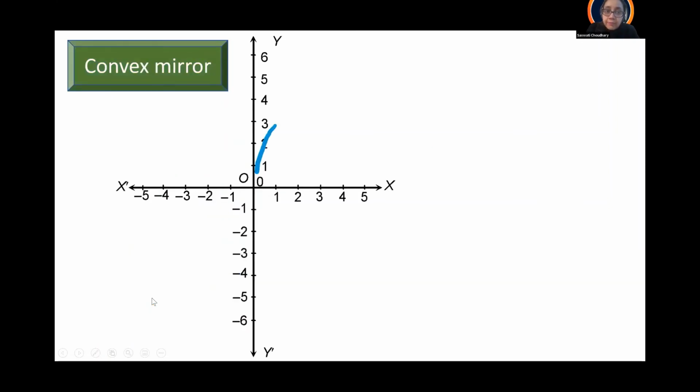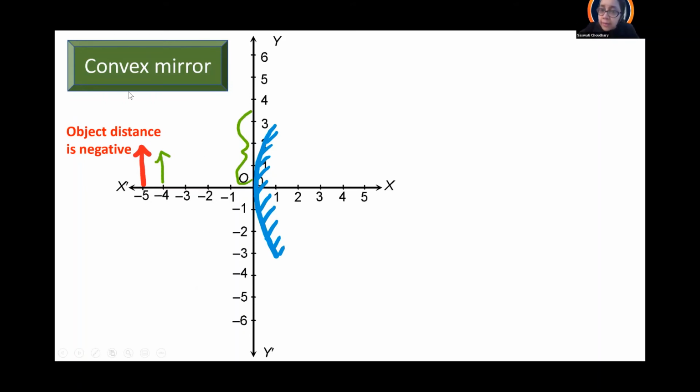Similarly, if we do it for a convex mirror, what happens? Let's draw the convex mirror right at the origin. You can see that we place the object in front of the reflecting surface. So of course, the object distance is the same as in the concave mirror case, so it is also negative. Object height is also positive because it's moving towards the positive y-axis. So object height is positive and object distance is negative. This is true whether you take a convex mirror or a concave mirror.